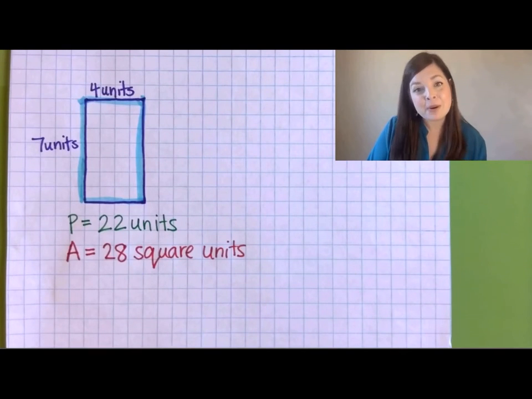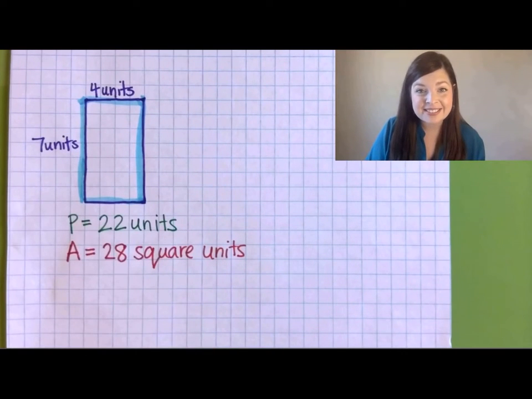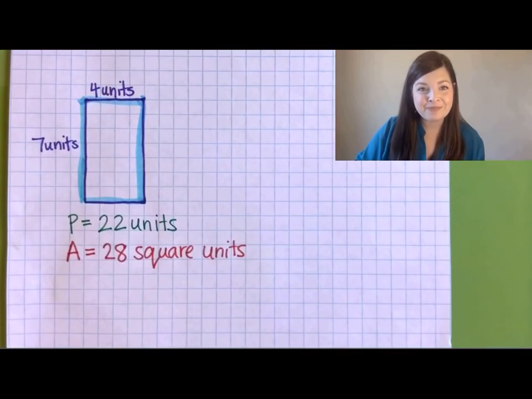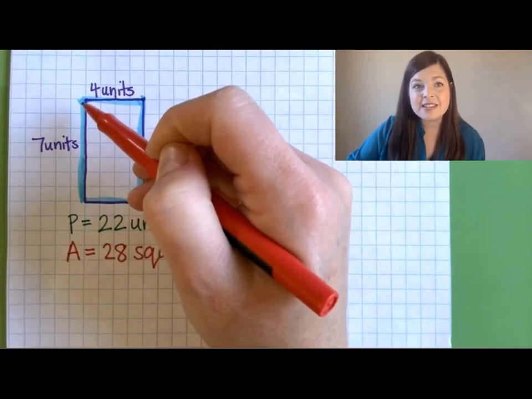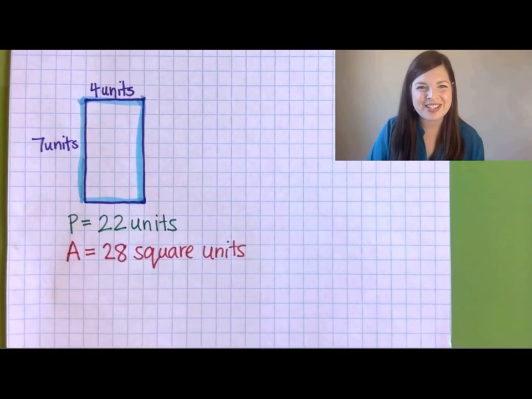Now, what do you remember from 3rd grade about how to find the area of a rectangle? Maybe you remember that we can count all of the squares inside a rectangle like we just did. Or maybe you remember that we can also find the area by multiplying the length times the width of the rectangle. So 7 units times 4 units equals 28 square units.